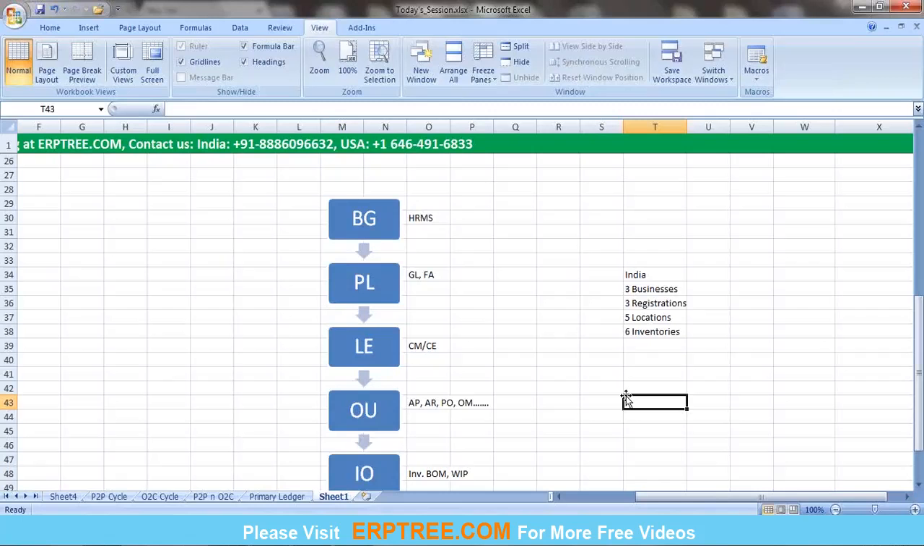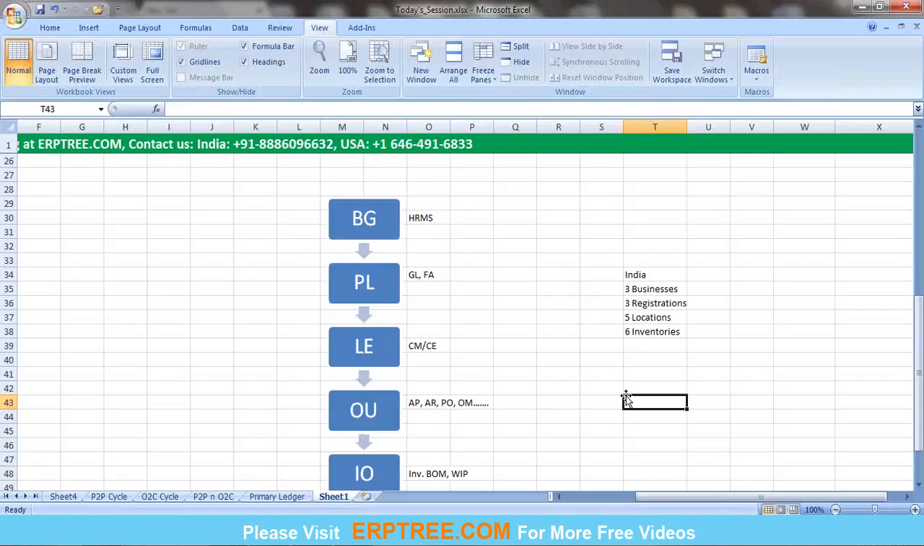Come on, I'm just giving the clear point. If 2 businesses are going to use one chart of accounts and 1 business is going to use a different chart of accounts, then how many charts of accounts in total? 2. That means 2 primary ledgers. Yes. Okay. So everything will be decided based on how they are going to manage.